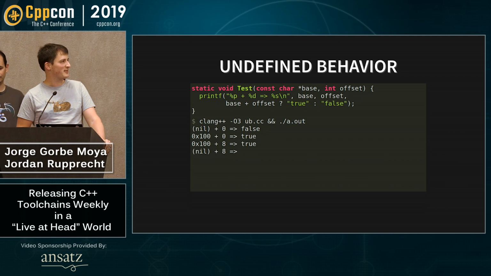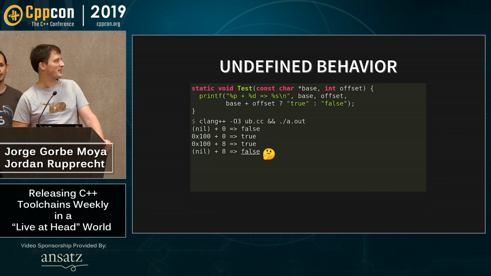And then you get to this case where you're saying null plus 8. I don't know what this means, but I know that 0 plus 8 is positive. So this should be true too. Except Clang says it's not. Clang says it's false. So what happened here?